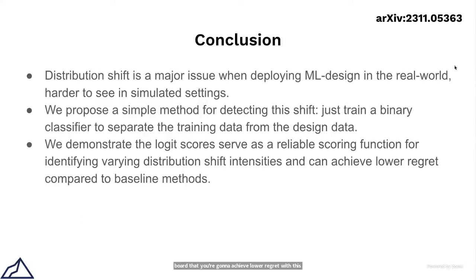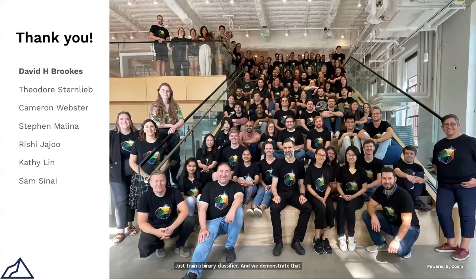In conclusion, I've shown that distribution shift is a major problem when deploying design in the real world. It's hard to see this in simulation settings, but you see it when you do this in practice. We propose a very simple method for detecting the shift: just train a binary classifier. And we demonstrate that these scores are a reliable scoring function for identifying varying shift intensities.